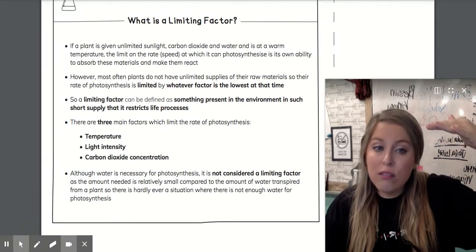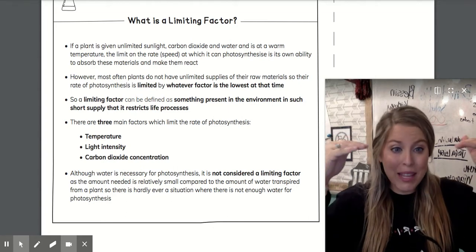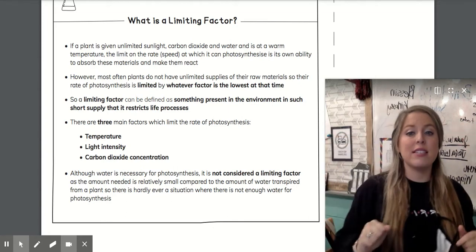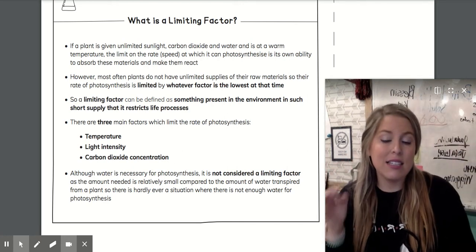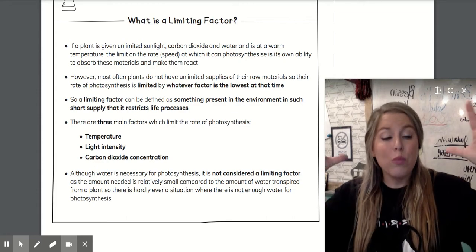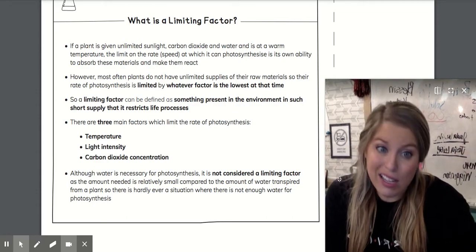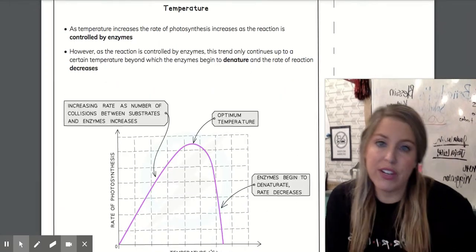Photosynthesis can only occur up to a certain point because there are a few things that limit the rate of photosynthesis. These three things are temperature, light intensity, and the carbon dioxide concentration. When we look at those, we can look at graphs, so you're going to have to understand how to read the graphs with these. Let's talk about temperature first.